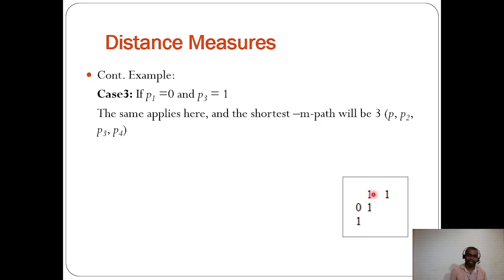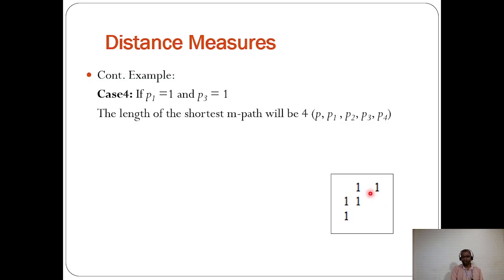So this is the distance measurement between different pixels P and Q. If all the values are ones, meaning P, P1, P2, P3 and P4 are all ones, then the distance increases.